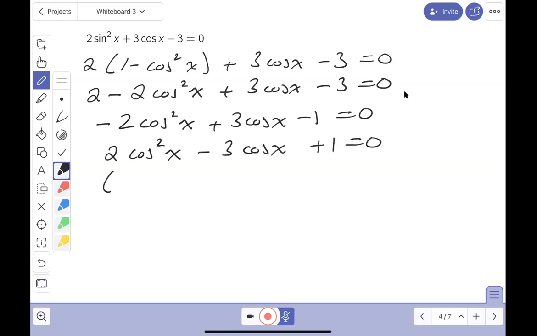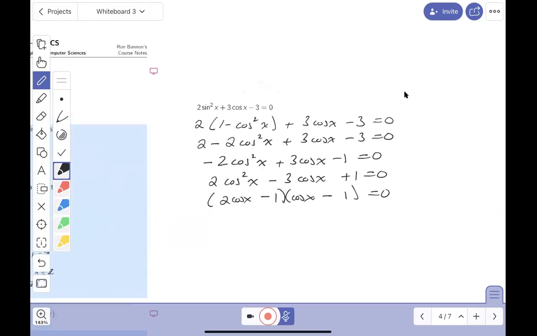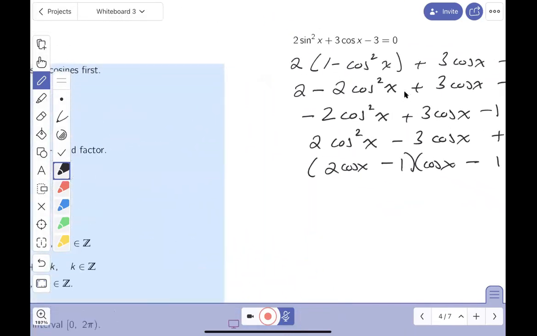I'm going to factor if I can. Let's see, I say minus, minus. And what does that give me? 2 cosine squared, looks good. Minus 2 minus 1 is minus 3. That looks good. And plus 1. I want to go back. I can't remember if they want me to find all solutions or just some solutions. I'll find all solutions here.